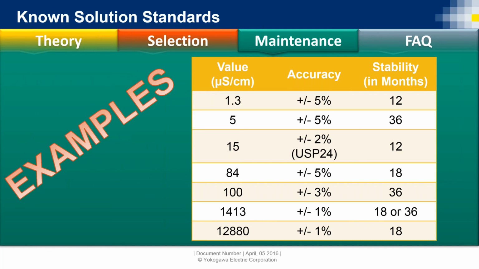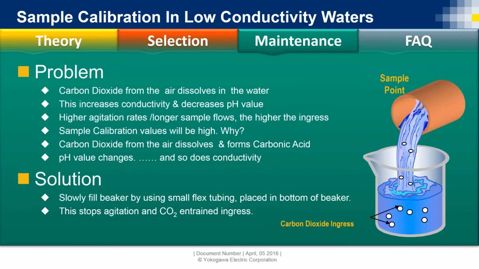So here's just some examples of the ones that they have to offer and the accuracy of them and how stable they are. So these are good spot checks. If we're comparing our online to a lab meter and they don't match, just like with pH, you start pulling out those pH buffers. Conductivity has the same capabilities of it.